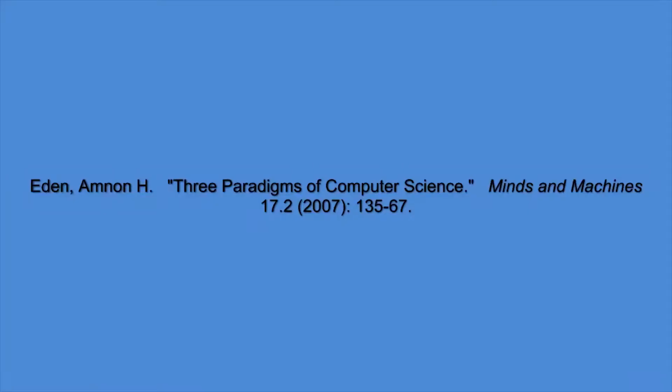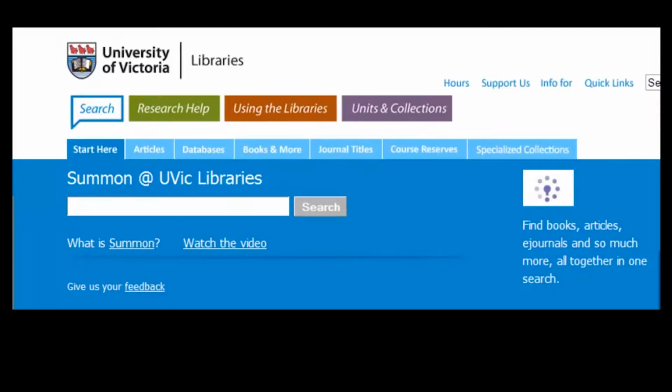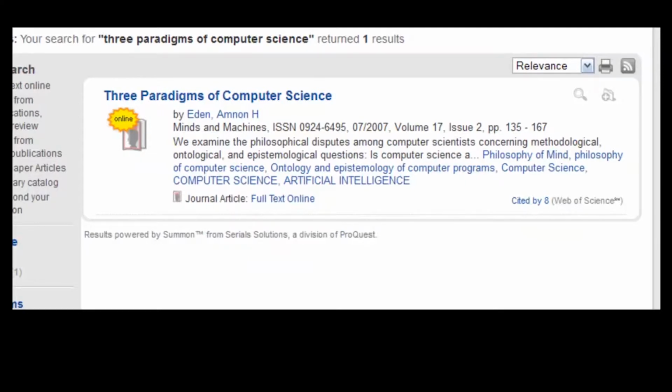My instructor has suggested I read the article "3 Paradigms of Computer Science" from the journal Minds and Machines. Here are 3 basic ways to find the article. I'll start by putting it into Summon with quotation marks around it. Summon found my article right away because it's included in the library's online catalog.